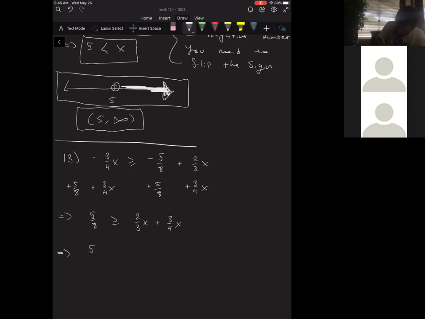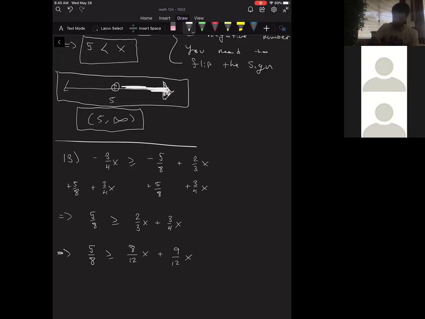So we'll have 5 over 8 bigger than or equal to. So the common denominator is going to be 12. So we will have 8 over 12x plus 9 over 12x. So that's just fine. Our common denominator is 12. So we have to turn these fractions into fractions with denominators of 12.